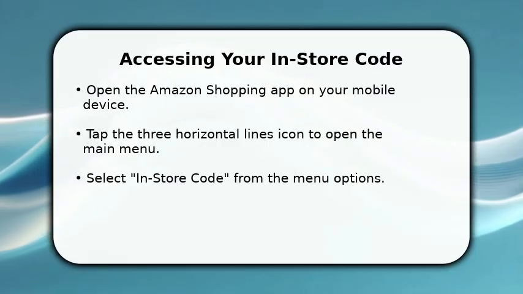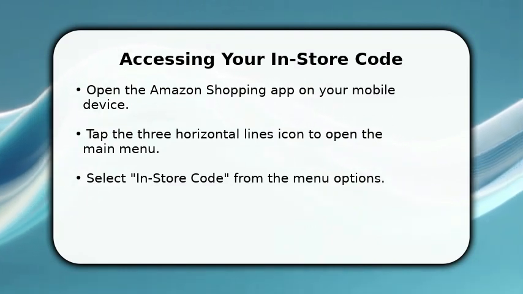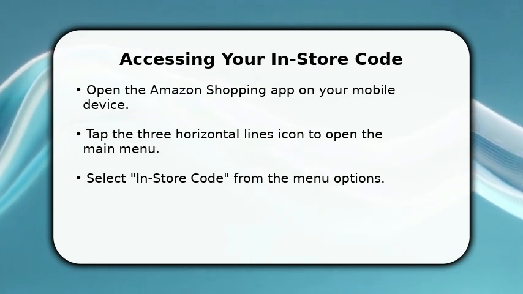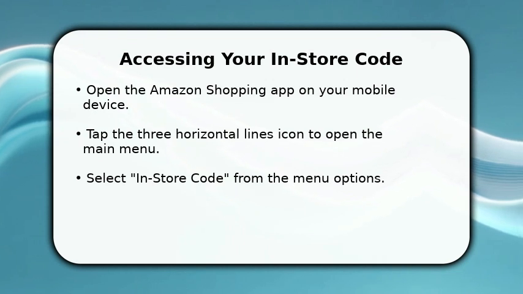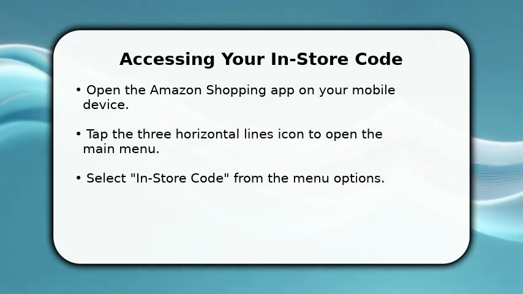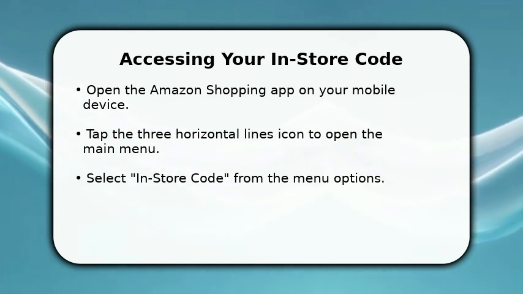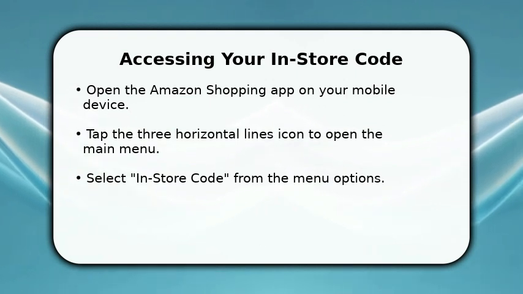In this video, I will explain how to use your Amazon in-store code. To begin, simply open the Amazon shopping app on your mobile device. Once the app is open, look for the 3 horizontal lines icon, usually located in the bottom right or top left corner, and tap it to reveal the main menu. From there, you will easily find and select the in-store code option. This will display your unique code, ready for use.